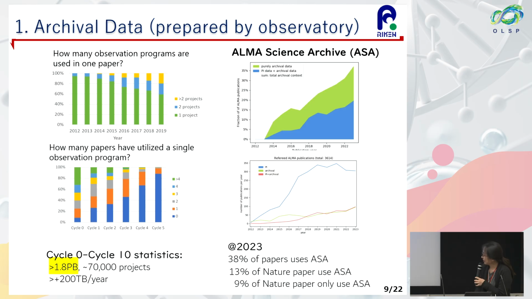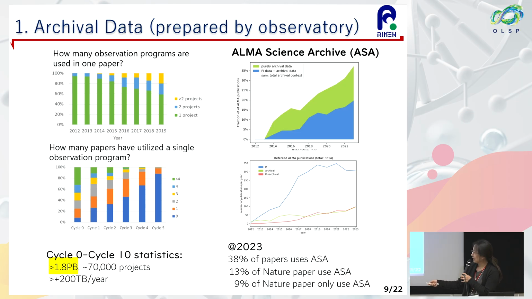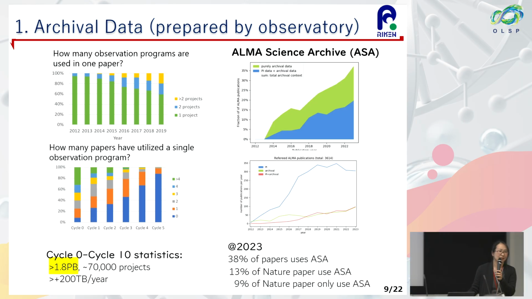But there are, of course, some issues. We see nice results, and right now 40% of papers use archival data, and a certain percentage of the papers even produce high impact results, like those published in Nature. But you see, right now we have around 2 petabytes of data, and each year we increase by 200 terabytes.